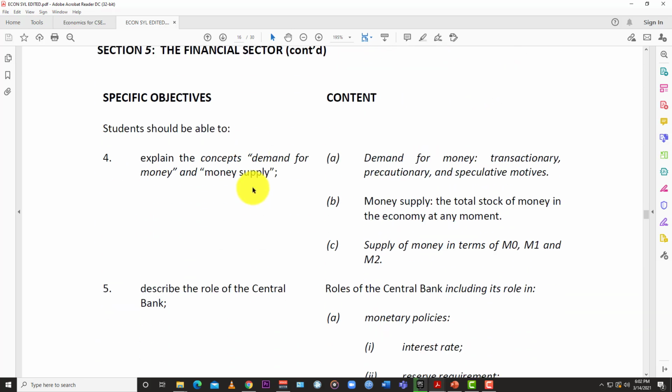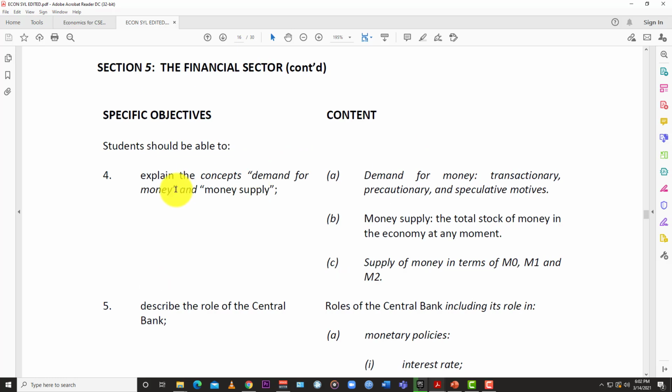We're looking at money still, but today we're looking at section 5, specific objective 4: Explain the concepts demand for money and money supply. So demand for money and money supply.